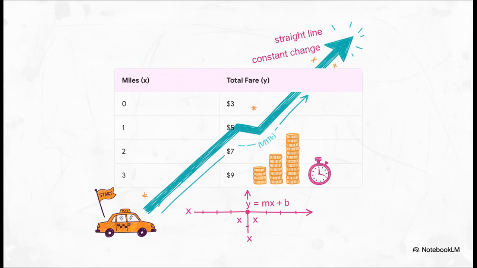All right, check out this table. See that? At 0 miles, before you've even gone an inch, it costs $3. Bam, that's your starting point. Then, for every single mile you go, what happens? The cost goes up by exactly $2 every single time. That steady, predictable jump, that's the engine driving this whole thing. And get this, those two numbers, the start and the change, that's literally all we need to know.